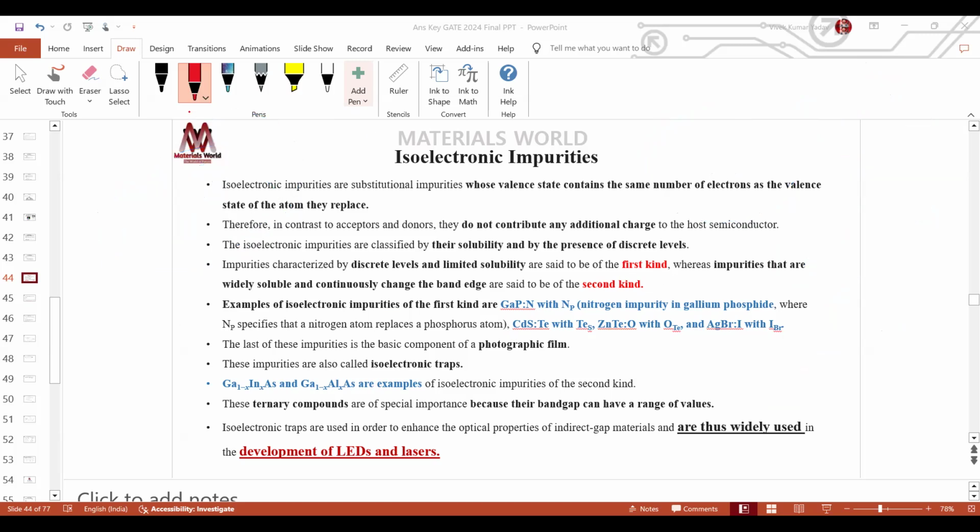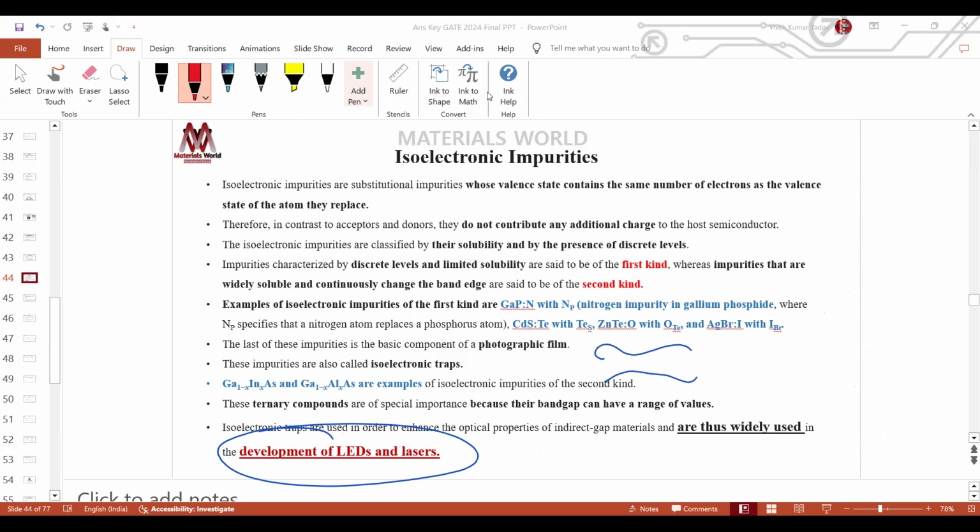So this is what you just read. It's a simple idea. You know the examples: gallium phosphide, where you're doping nitrogen, and CdS, where you're doping tellurium. The only condition is that the dopant should be in the same group as the atom it replaces. Like in CdS, your tellurium is in the same group as sulfur. So that is why you can dope the tellurium to modify the band structure. This is the only idea. They are widely used in the development of LEDs and lasers, because you can modify the emission.